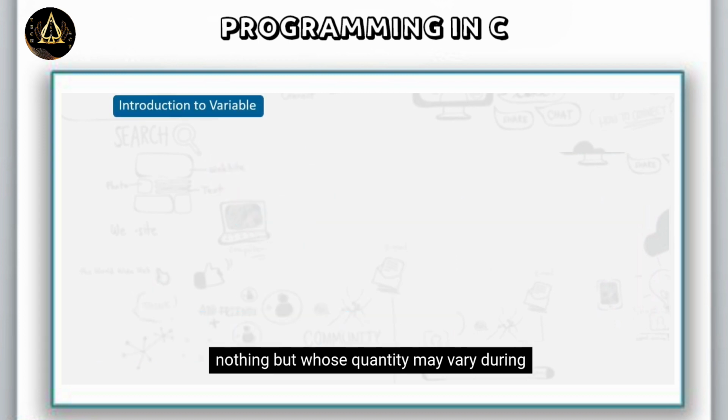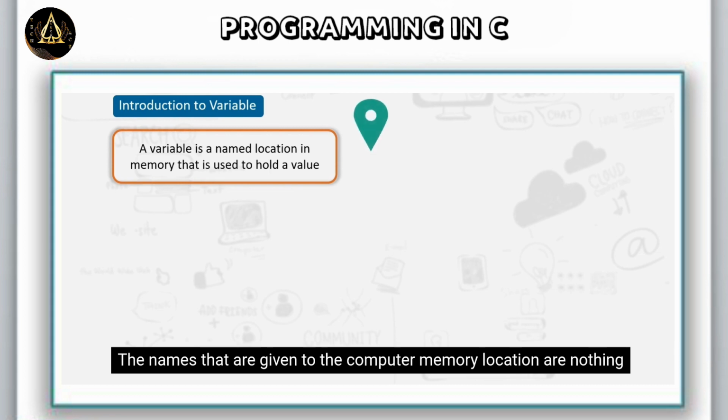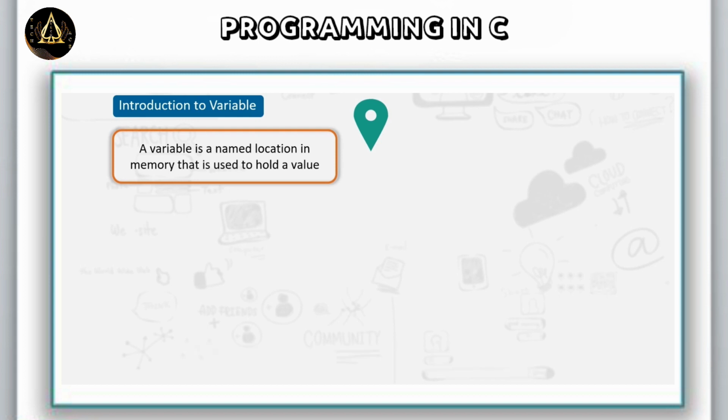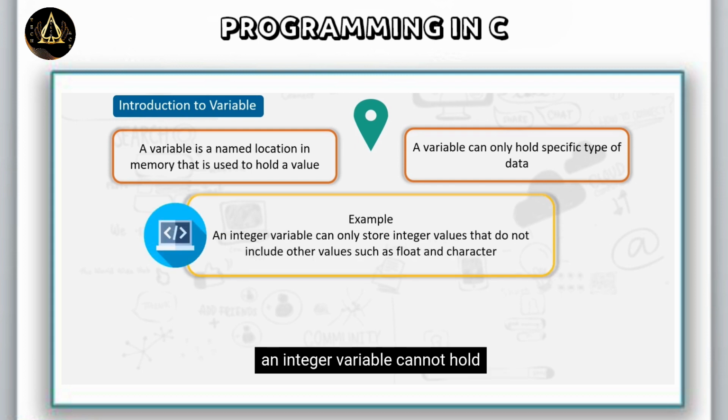A variable is nothing but a quantity that may vary during the program execution. The names that are given to the computer memory locations are nothing but the variable names, where we store different constant values such as integer constants or real constants, etc. Now, a constant stored in a location with a particular type of variable name can hold only that type of constant. For example, an integer variable cannot hold float values. An integer variable can store only integer values.